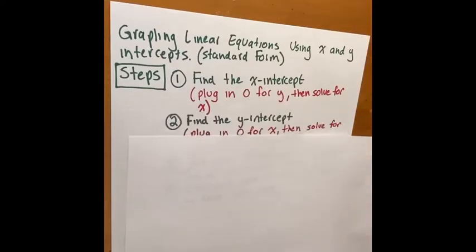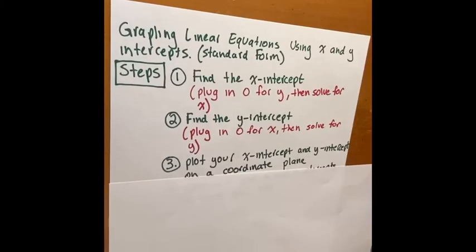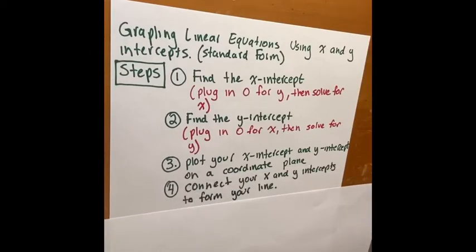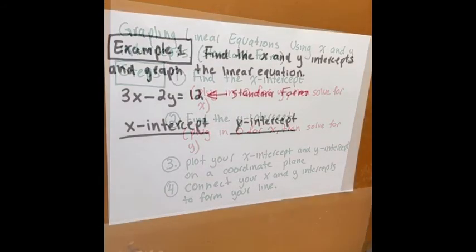Step 2, we want to find the y-intercept next. We want to plug in 0 for x, then solve for y. Step 3, we want to plot our x and y-intercept on a coordinate plane. And step 4, we're going to connect our x and y intercepts to form our line.